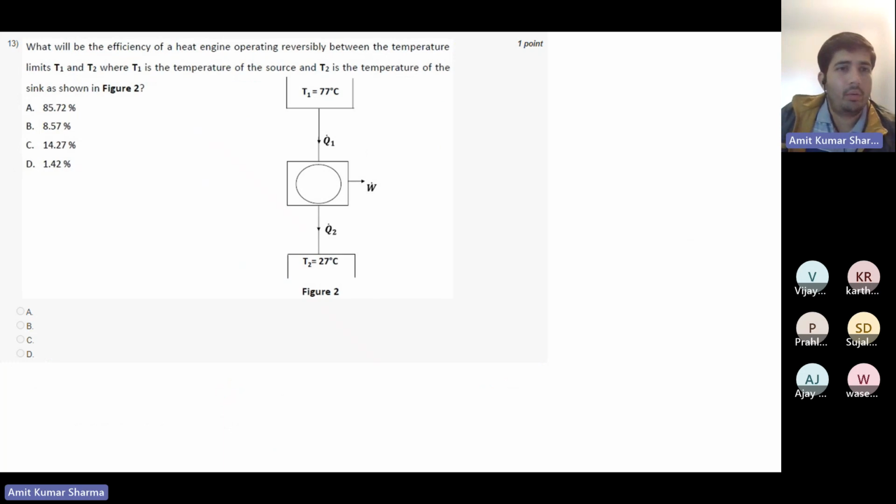Again, question number 13. What will be the efficiency of a heat engine operating reversibly between the temperature limits T1 and T2, where T1 is the temperature of the source and T2 is the temperature of the sink, as shown in figure 2? Yeah, please quickly.